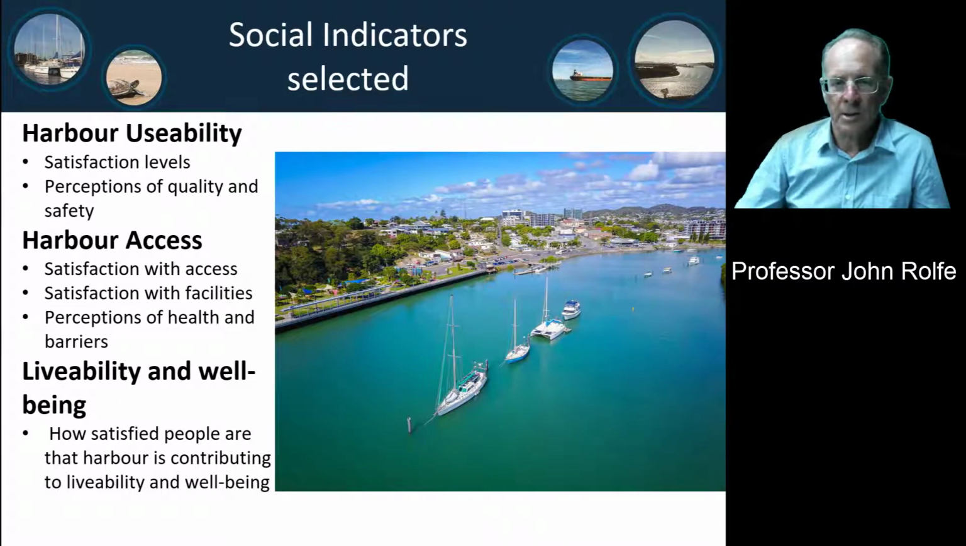In the social indicators, this assesses the amount that the community interacts with the harbour. The measures look at the usability of the harbour, the access to the harbour, and livability and well-being. And in essence, the community is surveyed each year and asked about their satisfaction, their perceptions, and their use of the harbour.